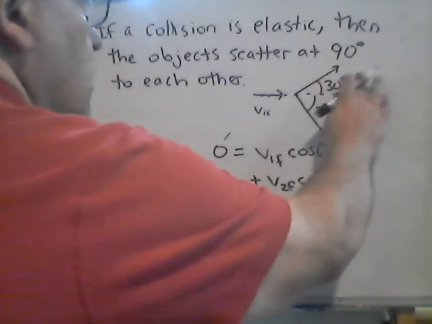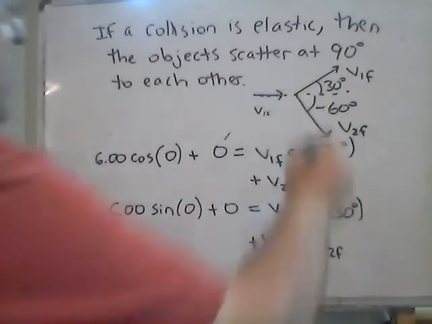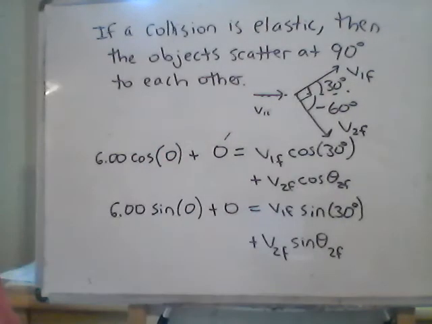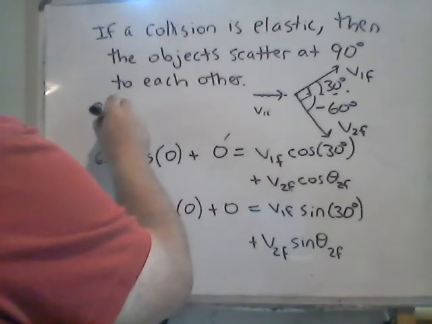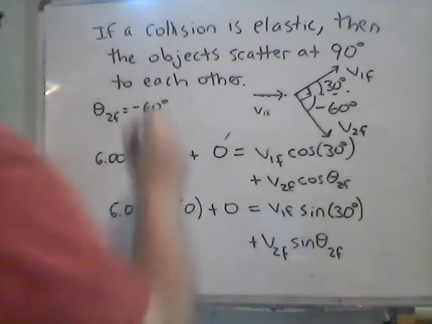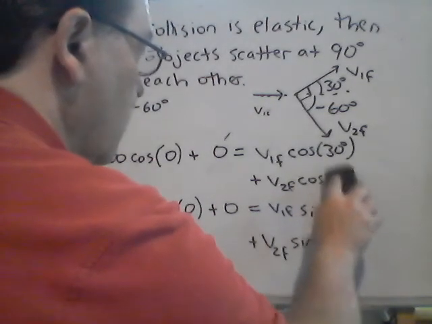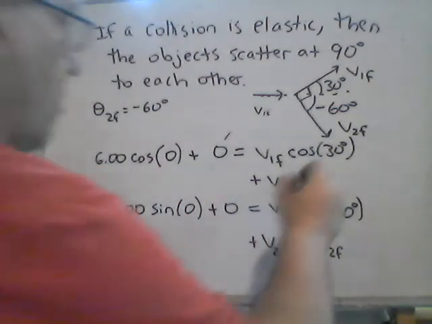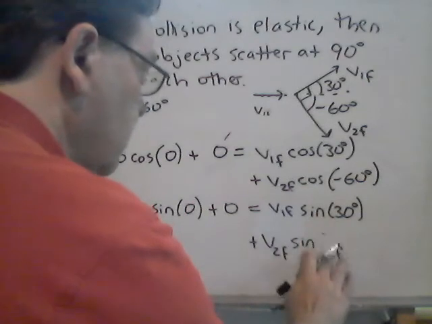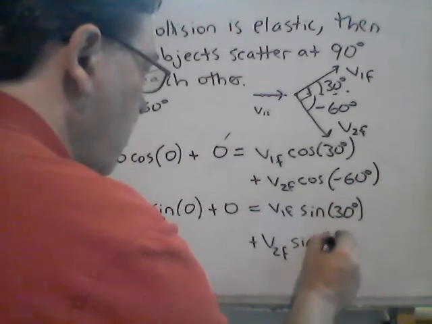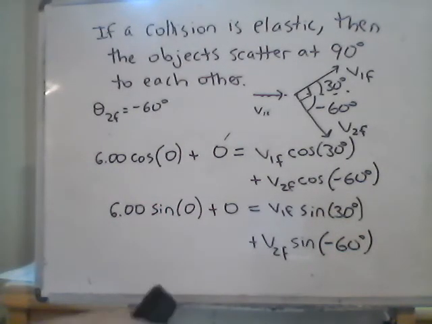All right. And so what I can now do is I can now say that from that, and this has to be a 90 degree angle, right? So from that particular hint, I can then say that theta 2f is negative 60 degrees. All right. And so what I can actually now do is say that these are now negative 60 degrees. And same with this. All right. So simplifying my equation little by little.